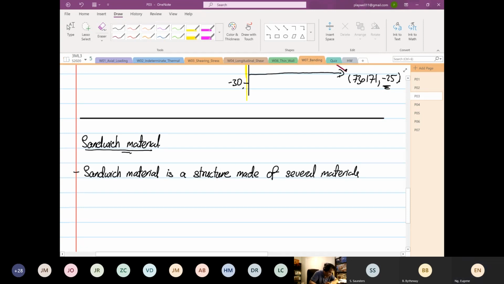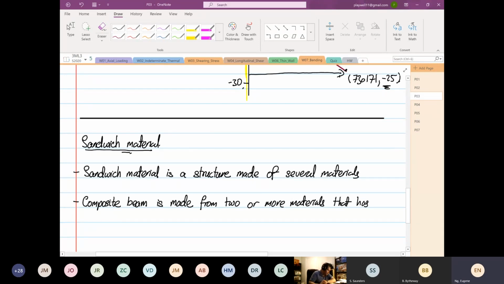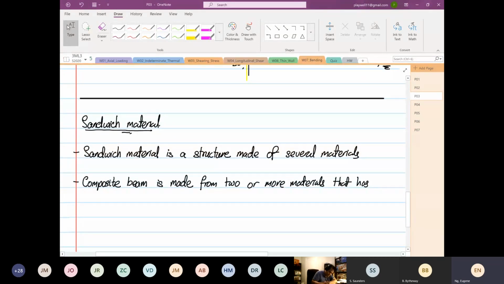Okay. So if we look at a composite beam, sometimes we call it a composite beam. Okay. It is made from two or more materials. Okay. That has, so when it's different material, that has different Young's modulus. Okay, different Young's modulus.